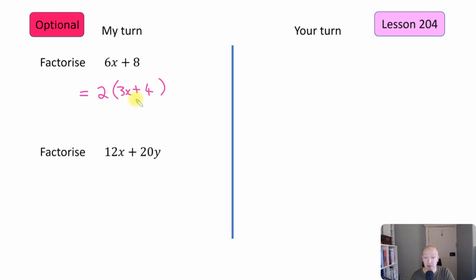And that's it. That's what factorizing is, putting into brackets. Right, another example under here. So what can I divide 12 and 20 both by? I could divide them both by 2.